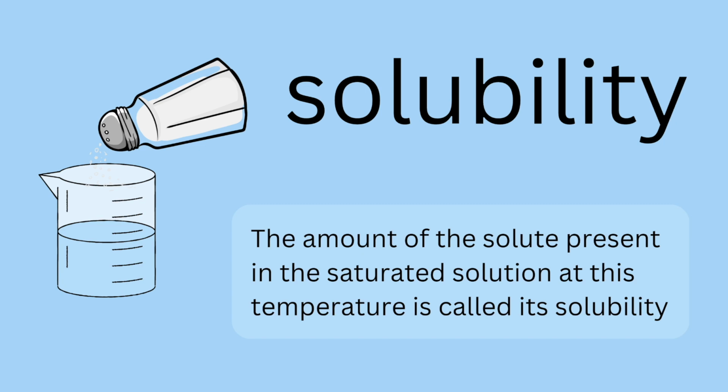Moving on, the other term that we saw already, which is solubility. Solubility is the amount of solute present in the saturated solution at a given temperature. So at a fixed temperature, it is the amount of solute present in a saturated solution, in which no more solute can be dissolved. At that moment, the amount of solute present in that solution is what you call solubility, meaning how much solute can be dissolved in that solvent.